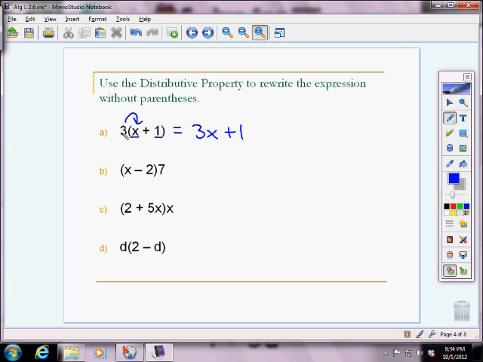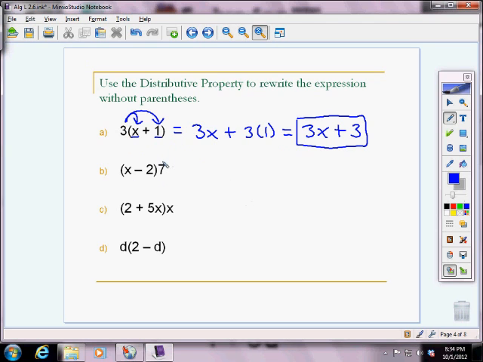Well, but remember, 3 is multiplying this whole quantity here, this whole sum. So not only do we have to multiply the 3 by x, but we also have to multiply the 3 by the 1. Which, well, we don't know what x is, so we have to just leave it as 3x. But 3 times 1 is 3. Again, this is a very important skill we need to have when simplifying and solving equations.